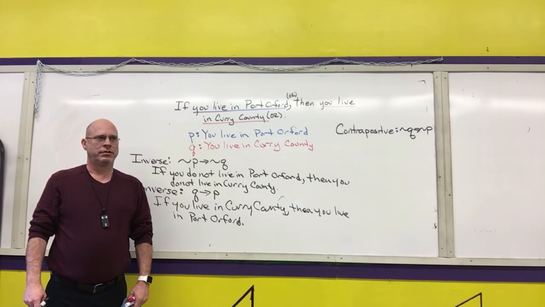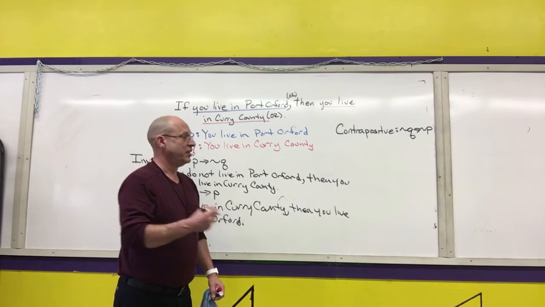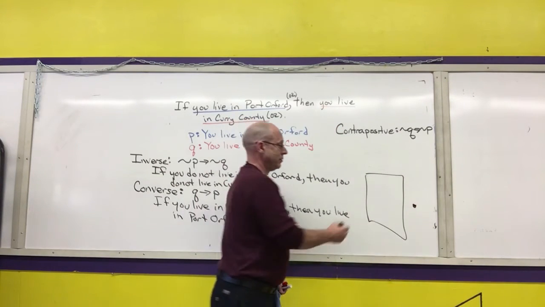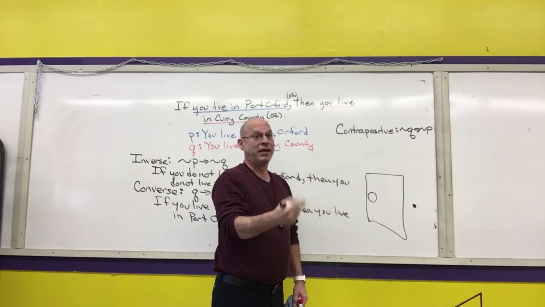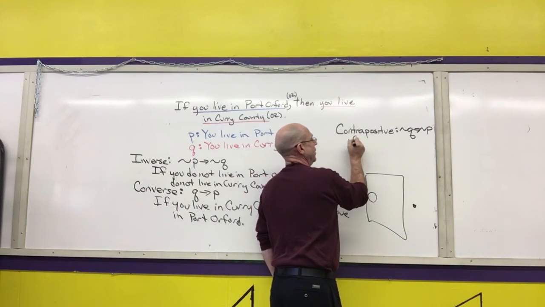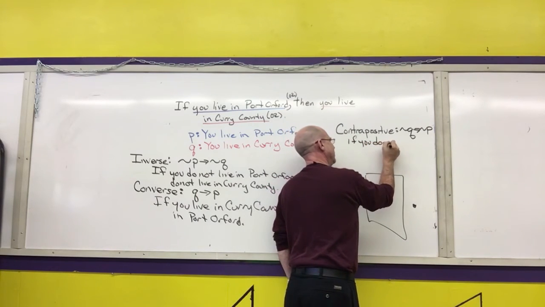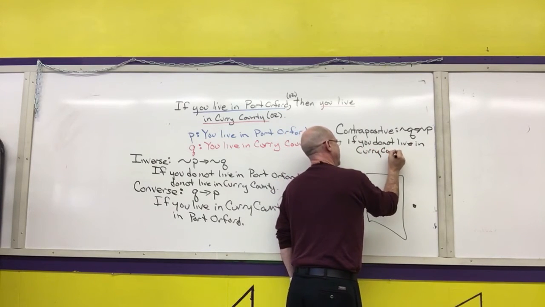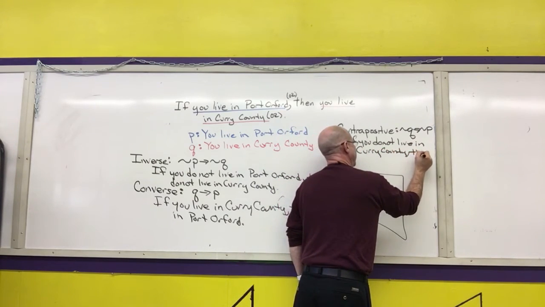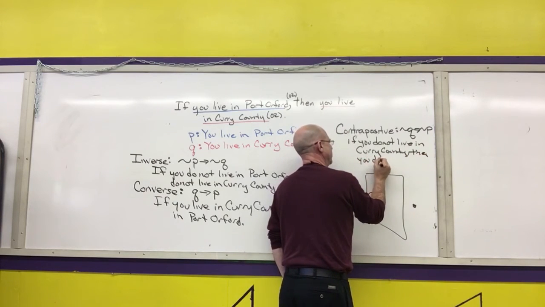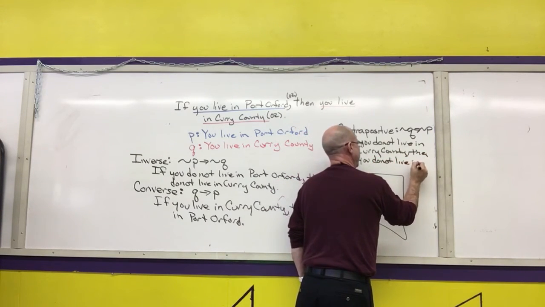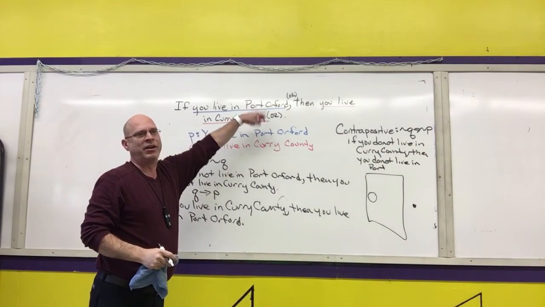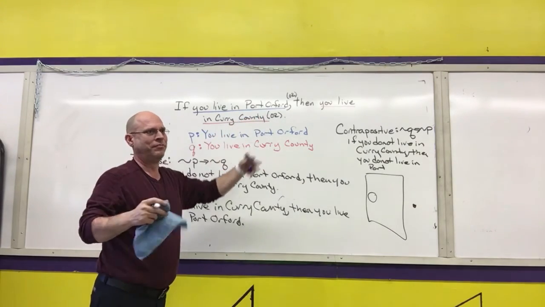Is that going to be true or false? True. It's going to be true. So the way you do it is you find yourself out here. I don't live in Curry County. Do I not live in Port Orford? That would be correct. So that would be a true statement. If you do not live in Curry County, comma, then you do not live in Port Orford. And this statement right here, the contrapositive, is why I added Oregon to both of those.